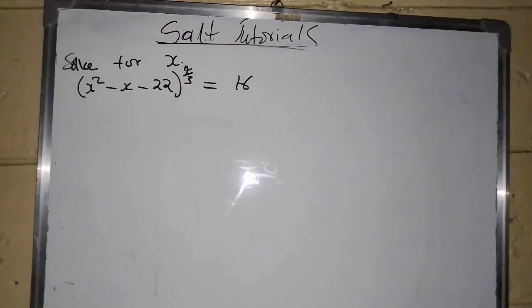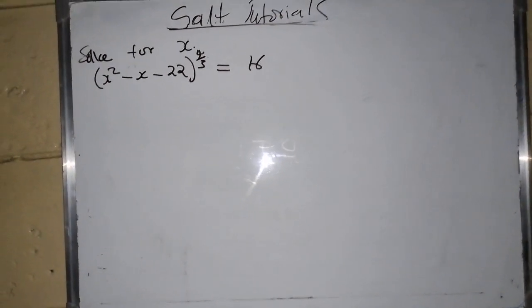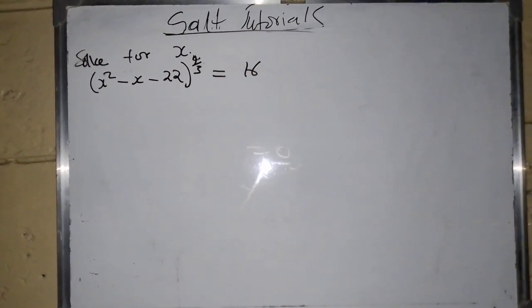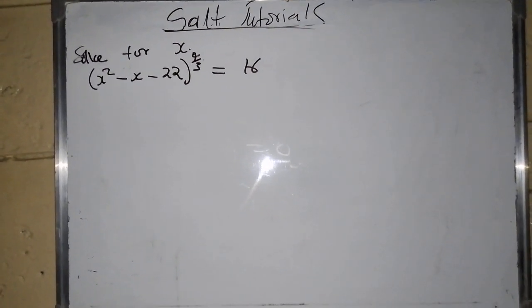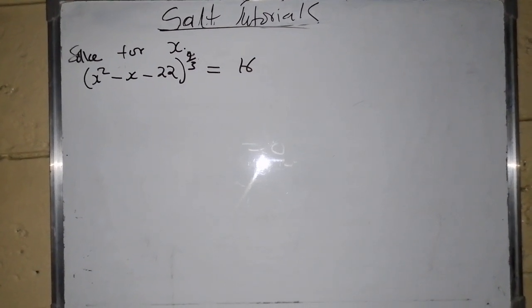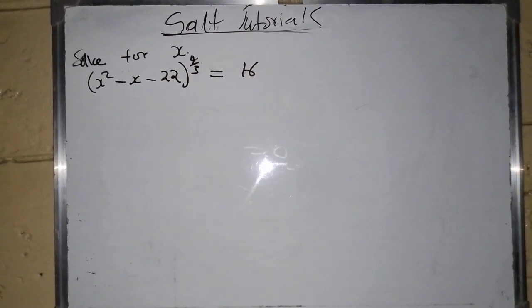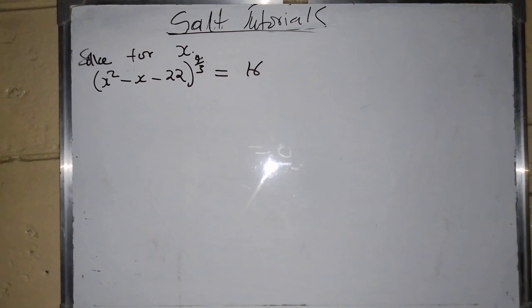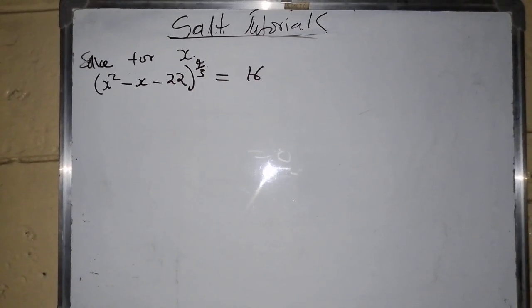Okay, so let's look at the last question and then we can call it a night. So we have x squared minus x minus 22, in brackets, power 4 over 3, is equal to 16. So how do we find the value of x there?